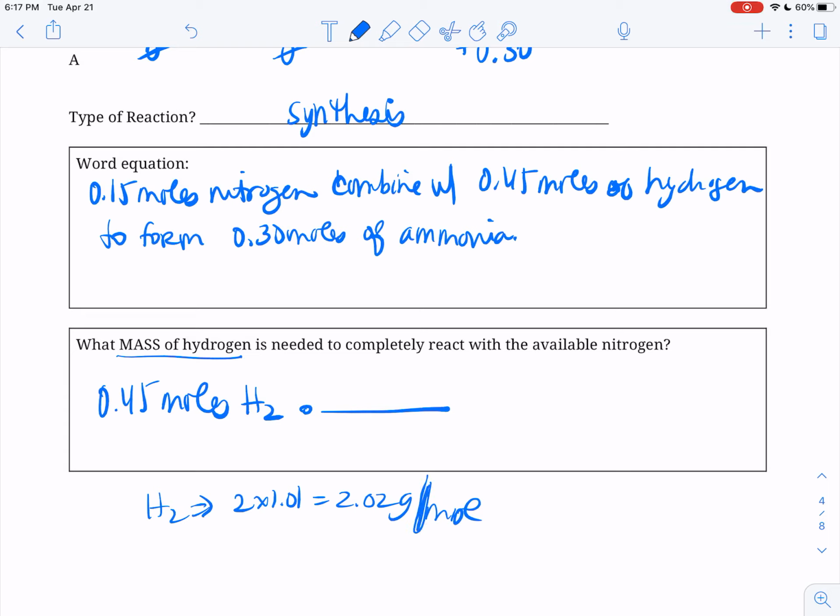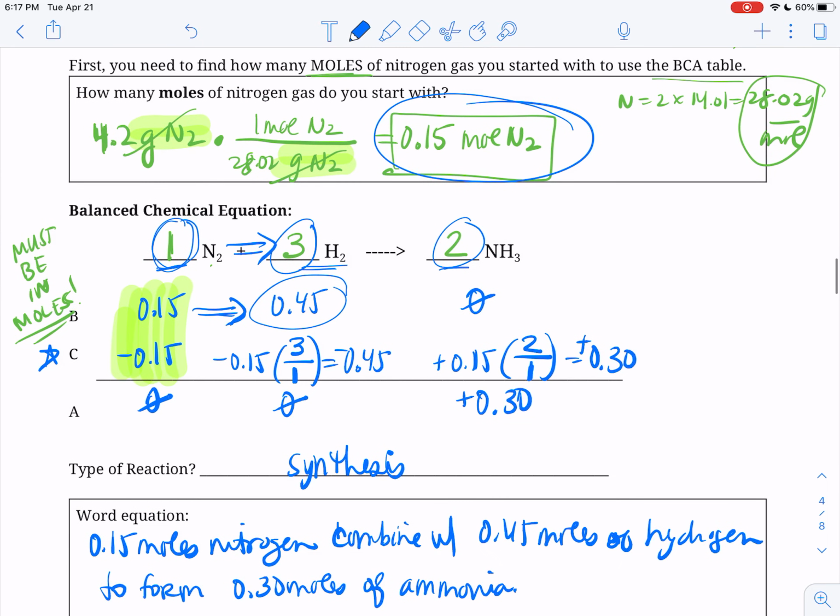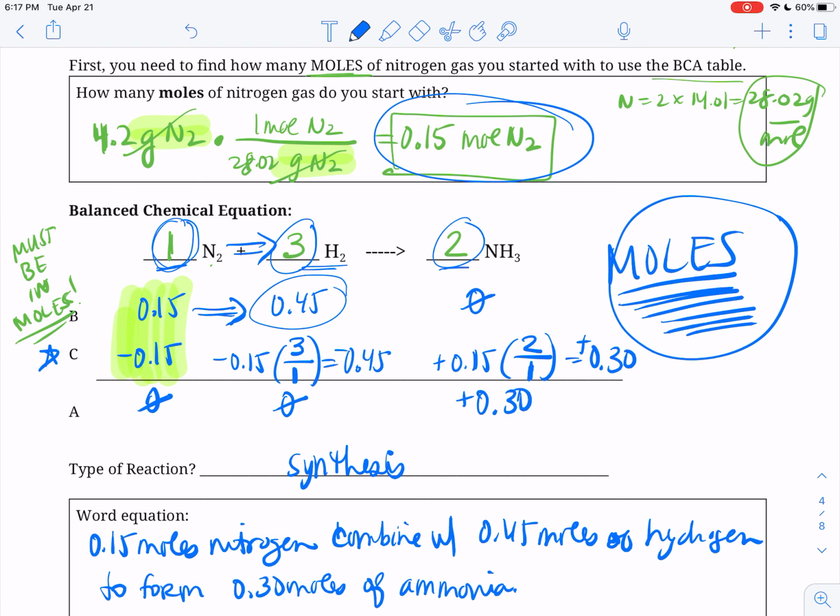So think about where it needs to go. I have moles of hydrogen here on the top, so I need to put the moles on the bottom here, because I want those to cancel. And then 2.02 grams of hydrogen up here. So 0.45 times 2.02, I will need 0.91 grams of hydrogen. So it's the same exact stuff that we did yesterday, except you may have to do some molar mass conversions either on the front or the back. The important thing is that the BCA table must be in moles. So the gram converting stuff happens outside of the BCA table. The BCA table itself has to be in moles.